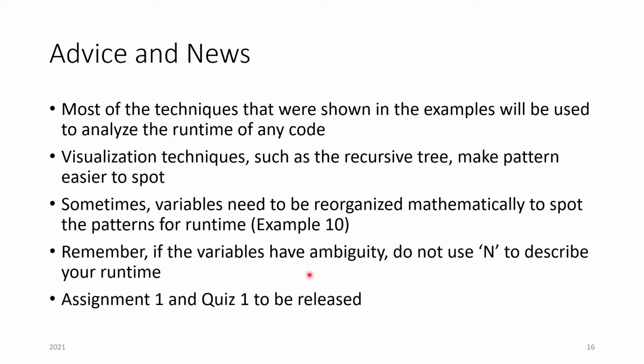And the most important thing that you have to pay attention to here is that if there's any sort of ambiguity, do not use a single variable to describe your runtime. Use multiple variables. This was particularly true when we had the strings in the array being sorted. We did not know what the length of the string was, and we did not know what the length of the array was. Because those two don't have any explicit relationship defined between them, they need to be treated as independent variables.